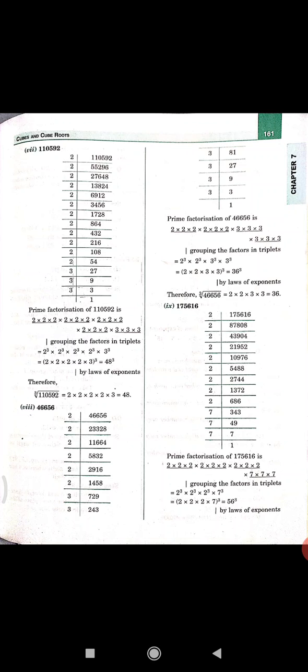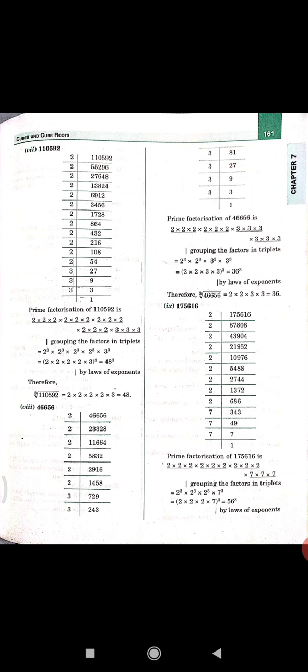Now making the triplets: 2 three times, again 2 three times, again 2 three times, again 2 three times, and 3 three times. So we write in exponent form: 2 cubed multiplied by 2 cubed multiplied by 2 cubed multiplied by 2 cubed multiplied by 3 cubed. So 2 twos are 4, 4 twos are 8, 8 twos are 16, 16 threes are 48. Therefore the cube root of 110592 equals 48. Okay, now number 8.